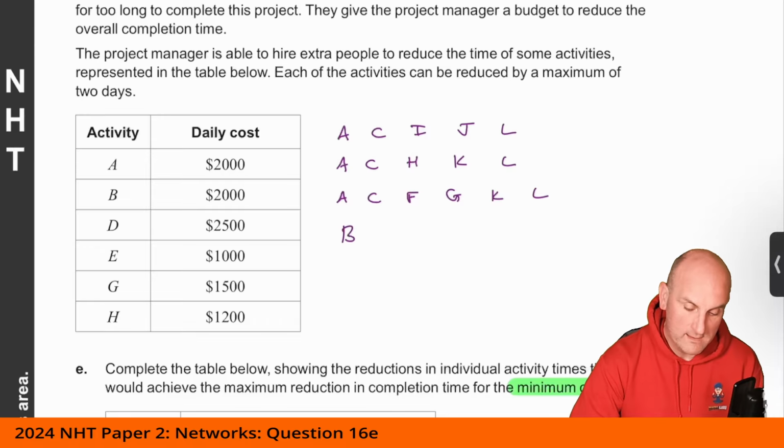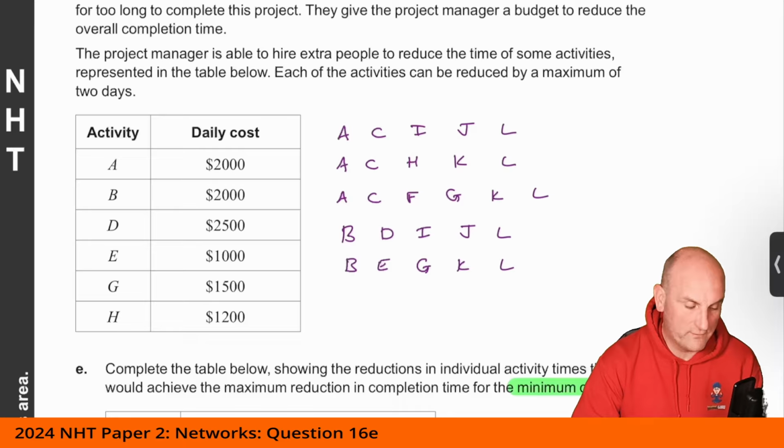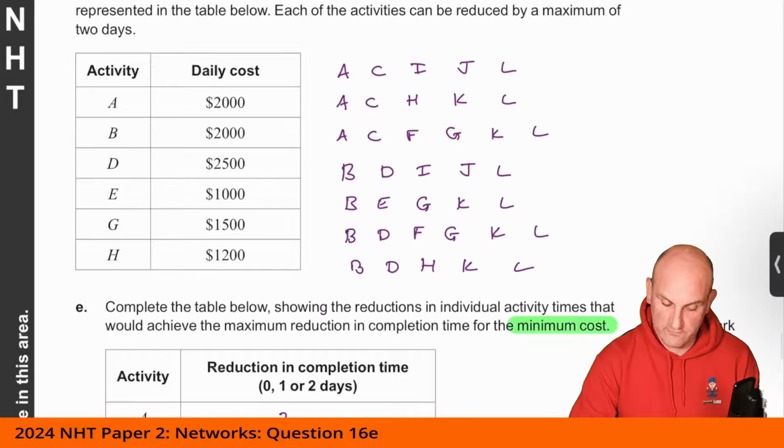B to D to I to J to L, B to E to G to K to L. 1, 2, 3, 4, 5. I'm sure there's more. Yep. B to D to F to G to K to L. And there's B to D to H to K to L. So those are my 7 routes. 1, 2, 3, 4, 5, 6, 7.